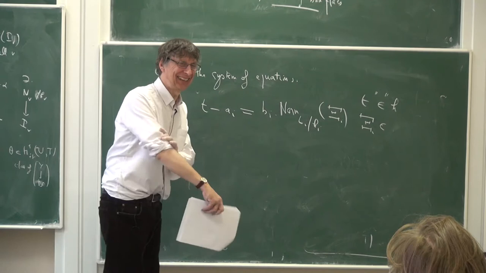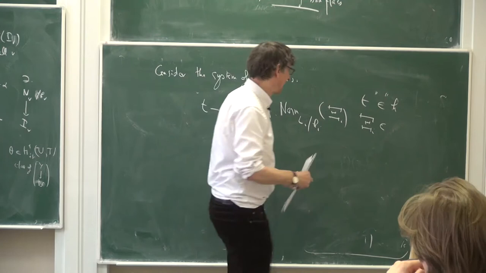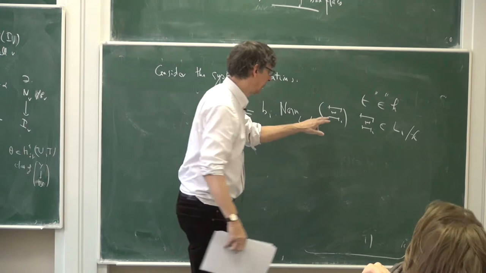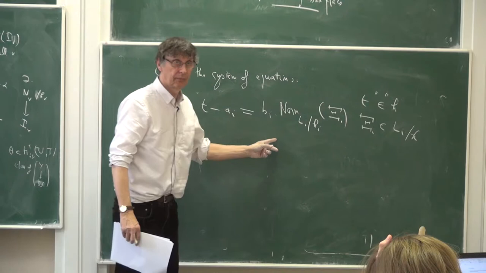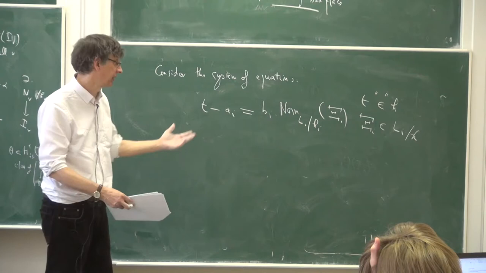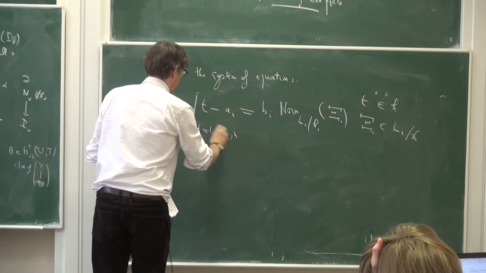Anyway, this Xi_i is a variable in L_i. So L_i viewed as an extension of k, the number of actual variables in k is the degree of L_i over k. But we can take the norm down to little k_i. This b_i is in little k_i, this a_i is in k_i, and this t is in k. I could write down the variables, that would be very heavy, but it's clear what it means. So look at this system, with i running from 1 to n. So it's a variety over k.